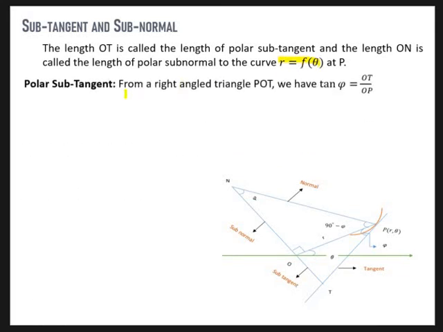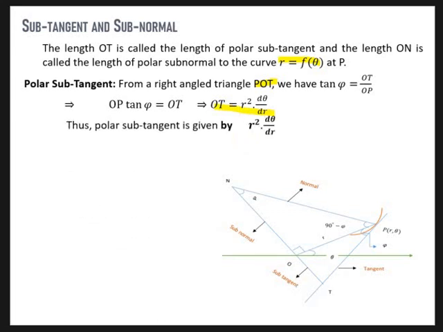Now to find the polar subtangent, from the right angle triangle POT, this is the angle phi. Tan phi is equal to OT by OP. Hence, OP into tan phi is equal to OT. So, OT is equal to r square d theta by dr. This is nothing but the polar subtangent. So, polar subtangent is given by r square d theta by dr.